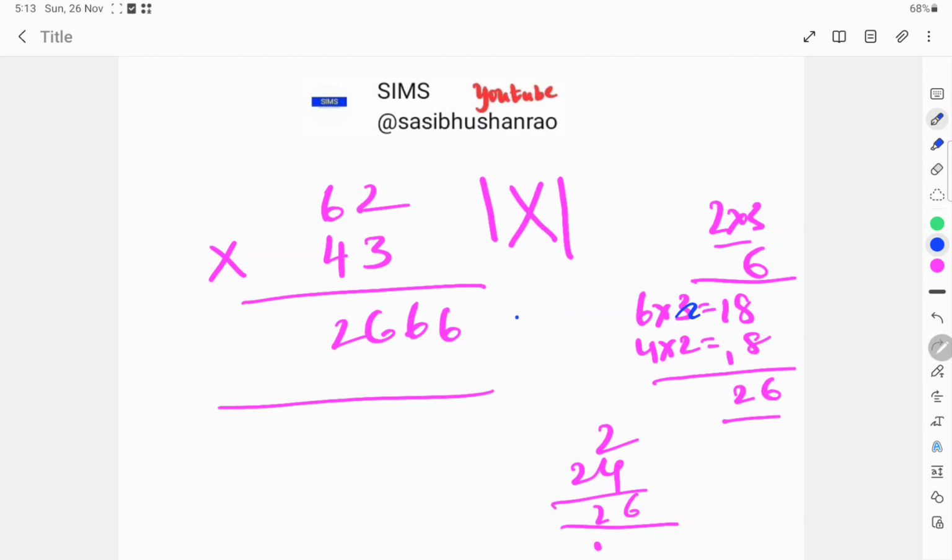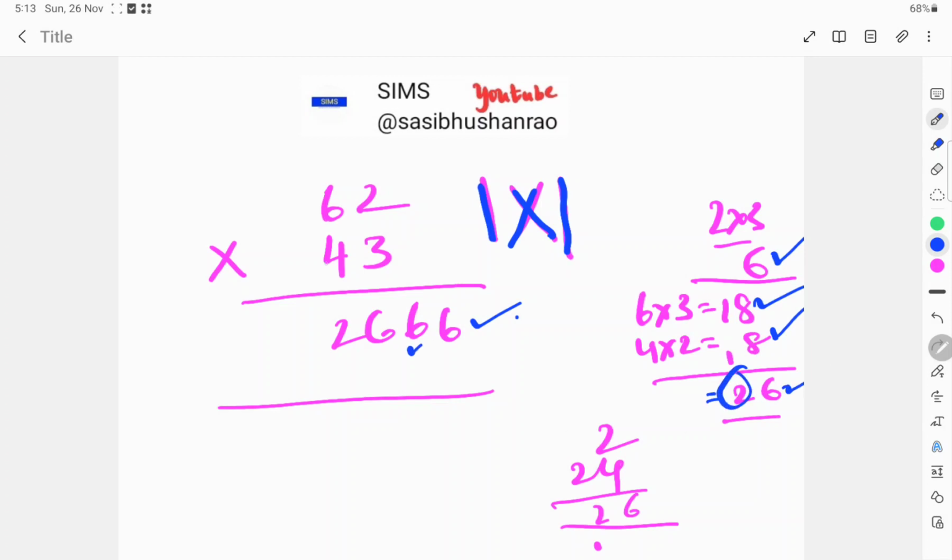2 into 3 is equal to 6. So first a straight line, after that a cross line, and again a straight line. So 6 into 3 cross multiplication is 18, and 4 into 2 cross multiplication is 8. So total 26. Take 6 and carry 2.